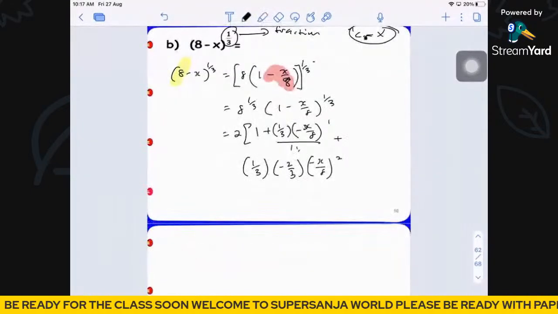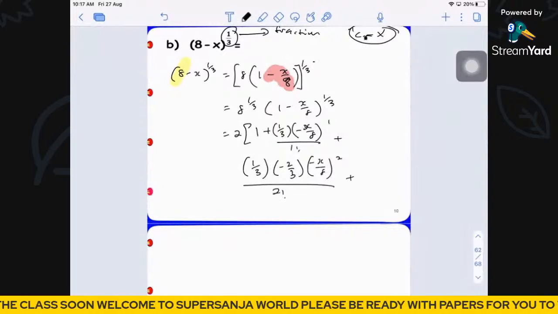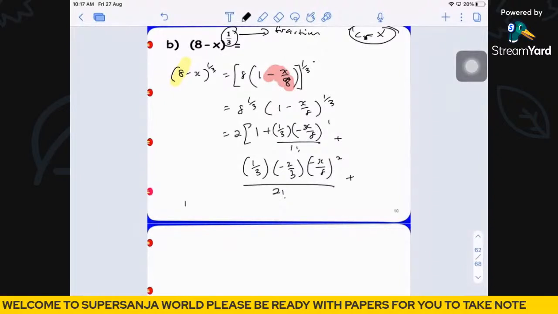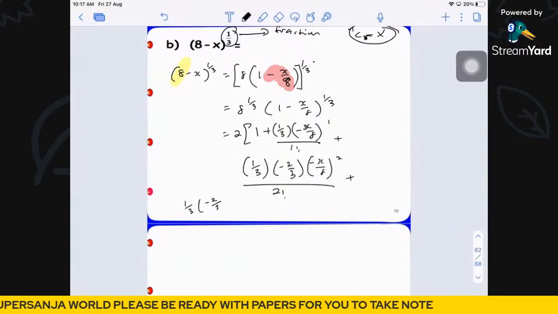Then power of 2 over 2 factorial, plus, I try to carry on here a bit, 1 over 3, negative 2 over 3. Yes?